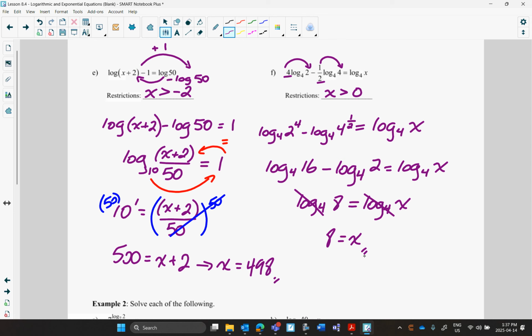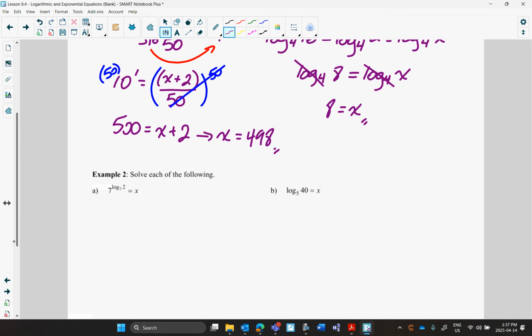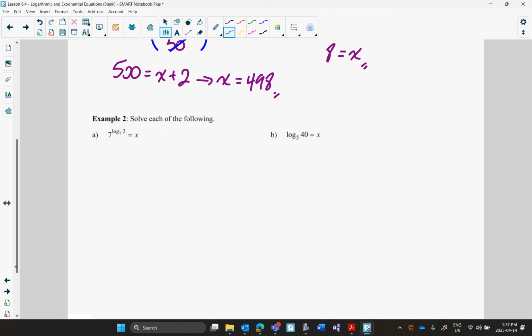Okay, the last two. You might have to do some thinking. Notice that this one is actually an exponential equation. There's no log, well, there's a log in the exponent. So I guess it's a log function within an exponential function. What would you do here? What do you think you would do here to try and figure out what x is?